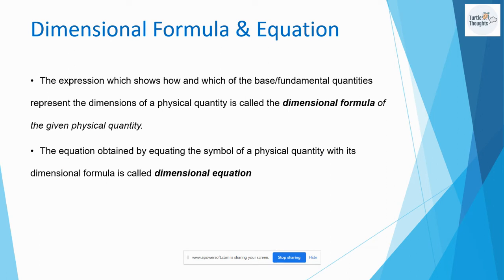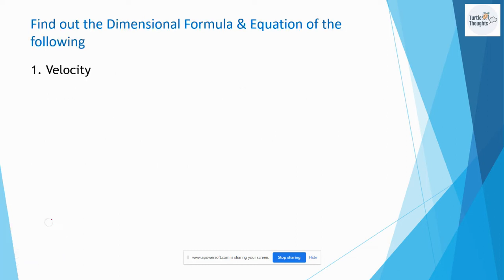Now, dimension formula and equation. The expression which shows how and which of the base or fundamental quantities represent the dimension of a physical quantity is called a dimensional formula of a given physical quantity. The equation obtained by equating the symbol of the physical quantity with its dimensional formula is called the dimensional equation. Basically, if we have the dimensional formula and introduce an equal to sign, we will be getting a dimensional equation. Let us take an example and I will be showing you the same.